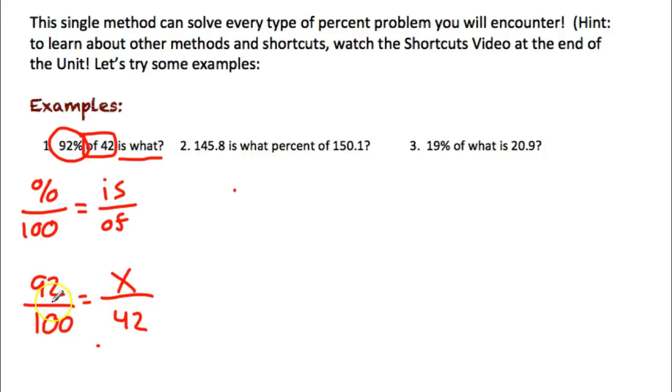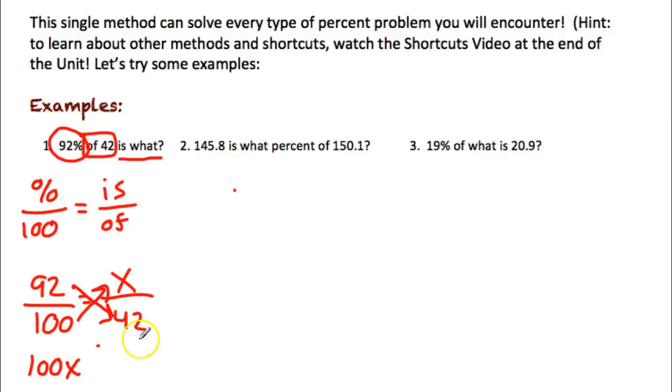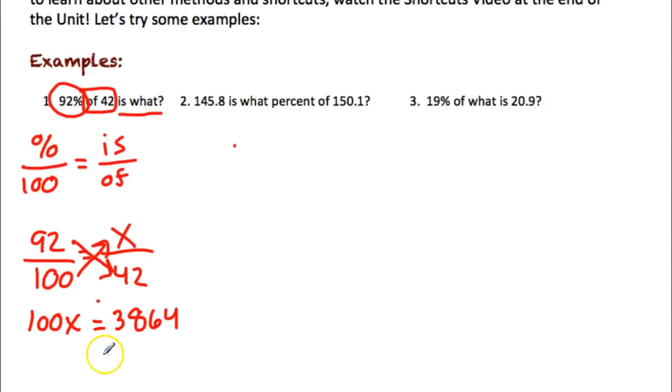I just need to solve it by cross multiplying. So I do 100 times x, that's 100x. 92 times 42, let me use my calculator for that one. All right, 92 times 42, 3,864. So 100x equals 3,864.